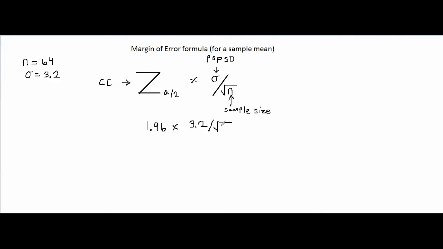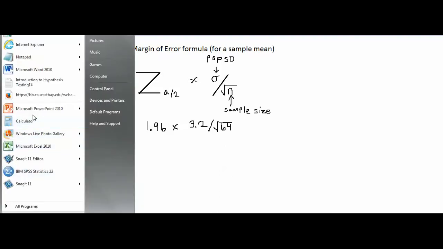And once we go through all this work right here, we'll have the 95% margin of error. So this is really only going to take 3 steps, and I'll show you what those 3 steps are. First, we have to find the square root of our sample size. We have to find the square root of 64.